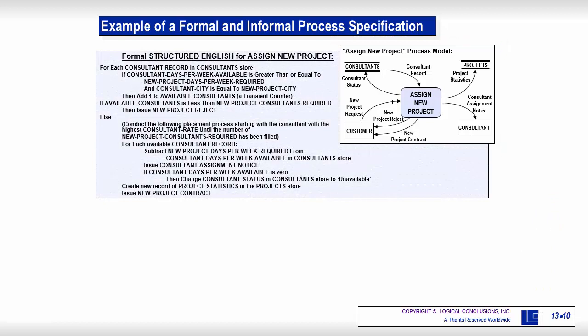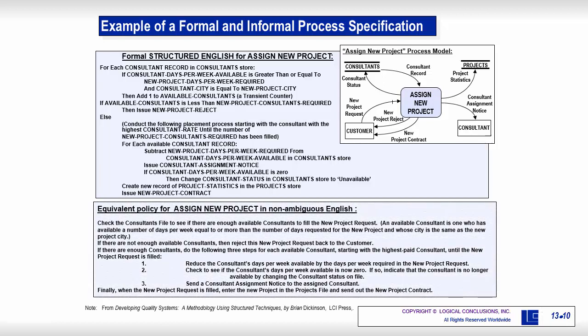I've taken two examples of the same process specification from one of my earlier books titled Developing Quality Systems. The top example is formal structured English. As we can see, it follows the rules of one instruction per line and the use of indentation. The bottom example is just non-ambiguous English, written pretty much as one would speak. Both are correct and can be easily turned into a human procedure manual or computer program code. I don't want to go through this policy in detail, but just show them so you can see the different styles. You can pause and read through the different examples if you like.